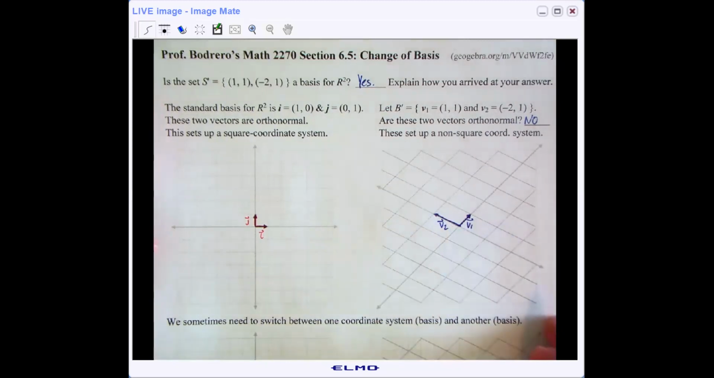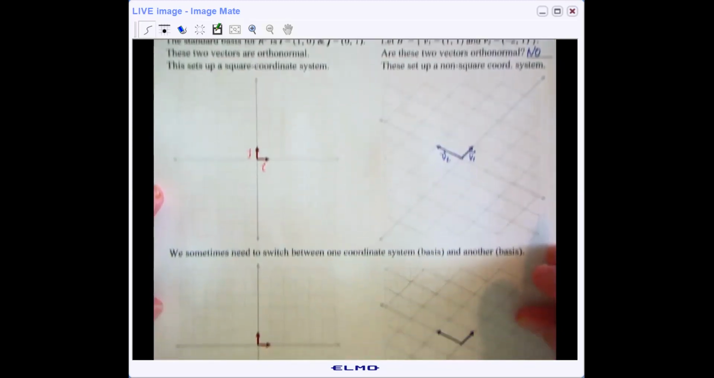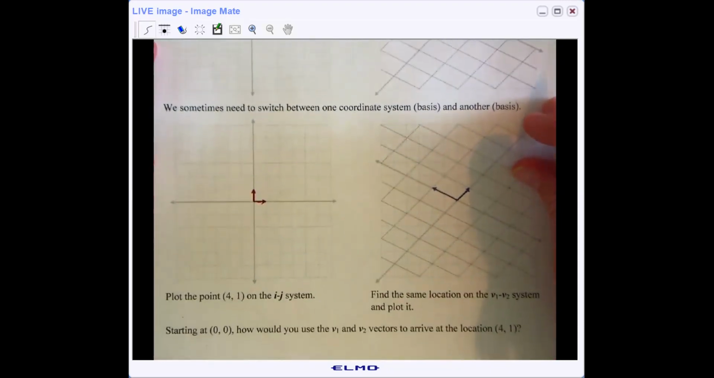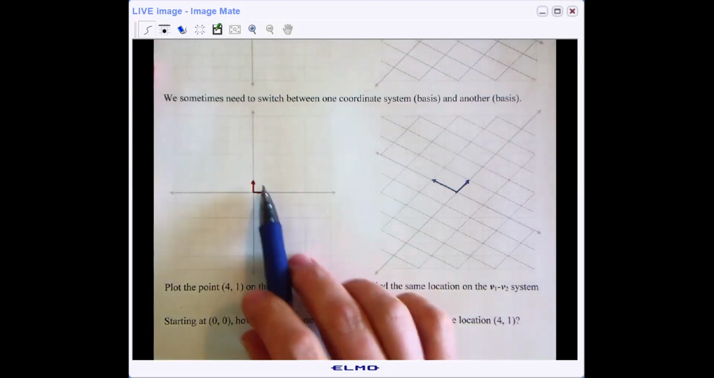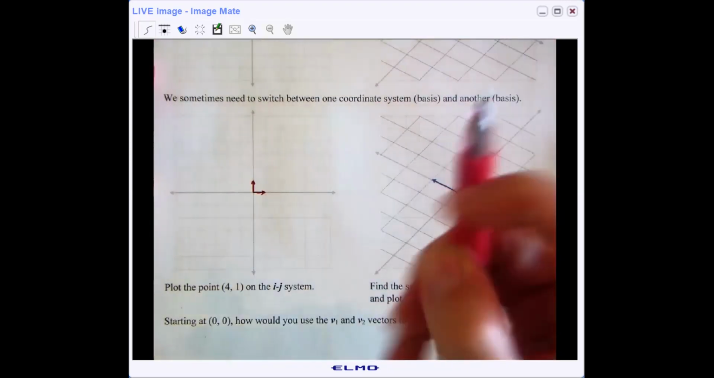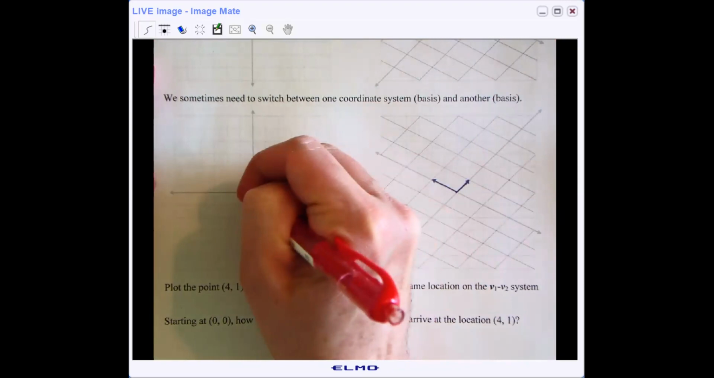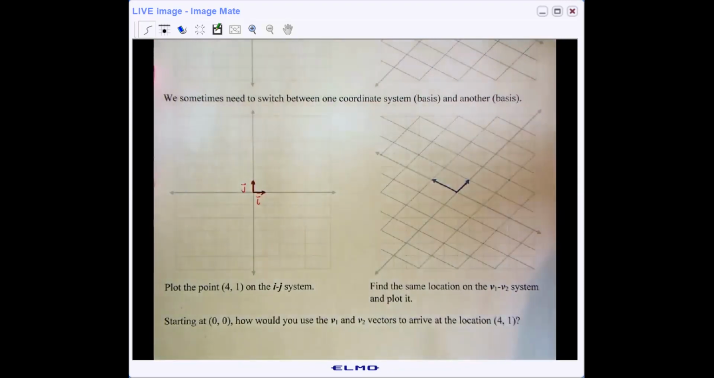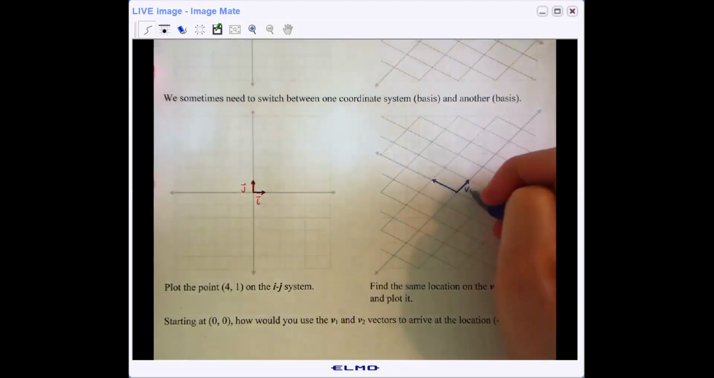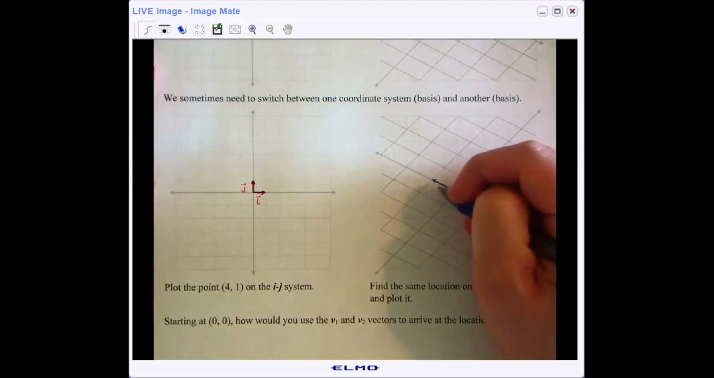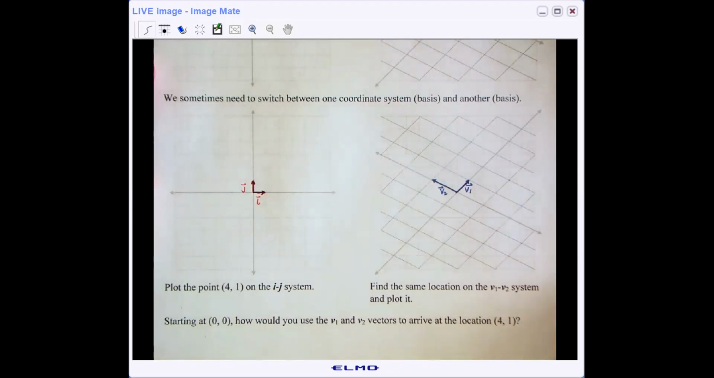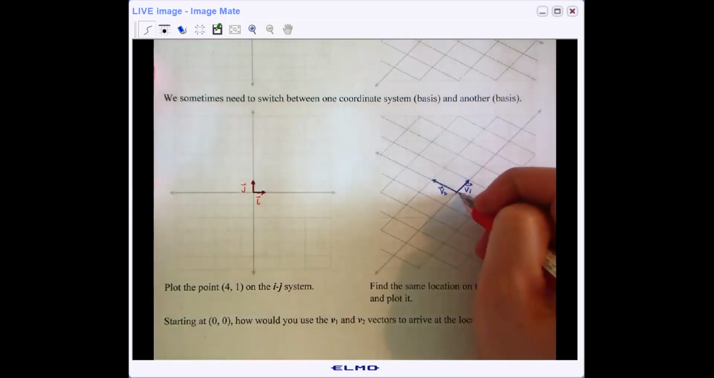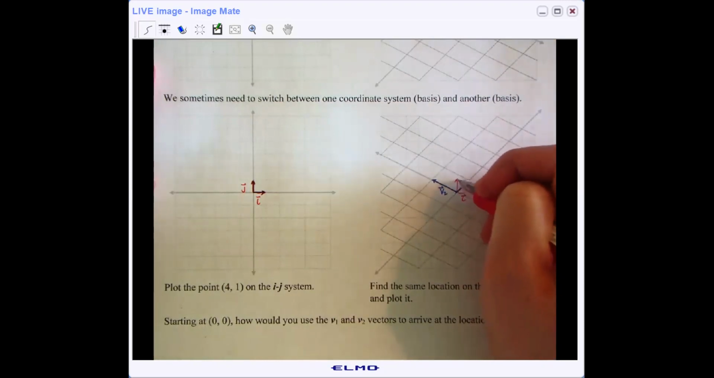So what we want to do now is be able to switch between coordinate systems. I've recopied these down here. Here's our regular standard IJ basis, and then here's vectors V1 and V2, but I've superimposed the IJ basis on this one. So there's I and there's J.